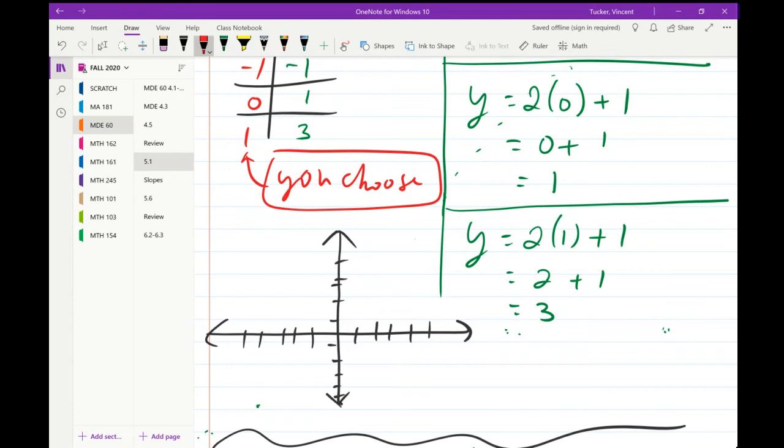All right, so we'll graph those 3 points. Start at your origin, go to the left 1, down 1. Start at your origin, nowhere for x but up 1. Then go back to your origin, go to the right 1, up 3. And that'll be our line.